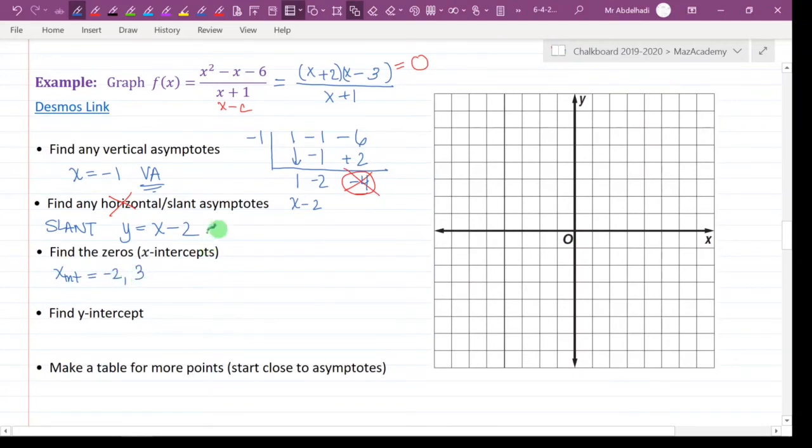Y-intercept. Y-intercept is when X is 0. So make this X a 0, make that X a 0, make this X a 0. And what I'm getting here is -6. So y equals -6 is our y-intercept.